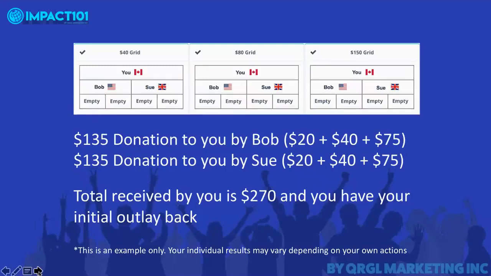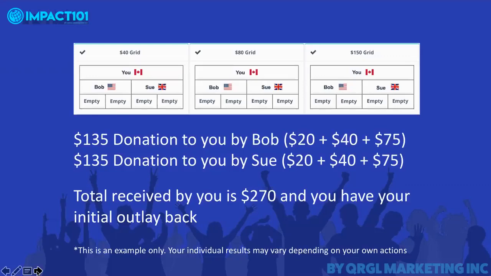They start with the first 3 grids just like you did. They each make a $135 donation to you as their inviter. They also make a $135 donation to the other person they fell beneath in the grids. So you've invited 2 people who did what you did, and you've now received 2 donations of $135 for a total of $270. You've now got your $270 initial outlay back, and you're at a break-even point. And it happened quick because you let the tools do the work for you.